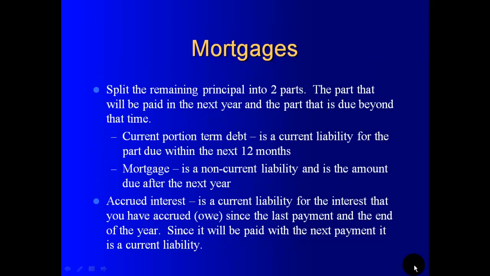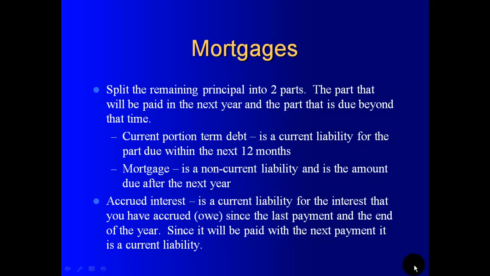So we split the remaining principal that we owe into two parts. The part that's going to be paid in the next year and the part that's due beyond that time. The part paid in the next year is a current portion for term debt. It's a current liability. And the part that we're going to pay after the next year is the mortgage or a non-current liability. Sometimes it can be called a note, a mortgage, a loan, whatever you want to call it. And it's going to be the principal that you're going to pay off after the next year.